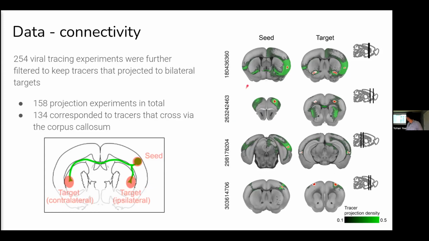The examples for the different Allen Institute tracer injection experiments that we identified, 4 are shown here, 4 different rows. For example, the top row shows you an injection in the claustrum, I believe, and you can see that it travels through slices that you do not see, but it innervates 2 parts of the brain that are directly across each other. And there are 158 such experiments in total in which you can identify targets that are across each other, in which the tracer crosses through the corpus callosum.